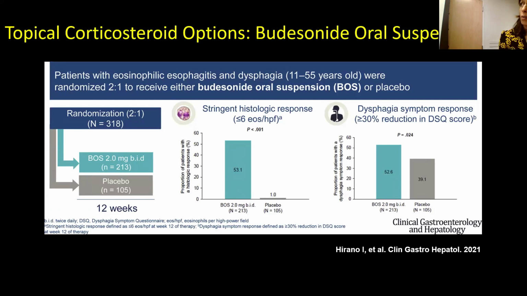This is budesonide oral suspension, which is now approved in the US for 11 and over. Again, it has a good profile in terms of histologic changes. Kind of minimal in terms of dysphagia. It is statistically significant, but patients still continue to have dysphagia. This is a higher dosing. This is 2 milligrams BID is what they used in the clinical trials.